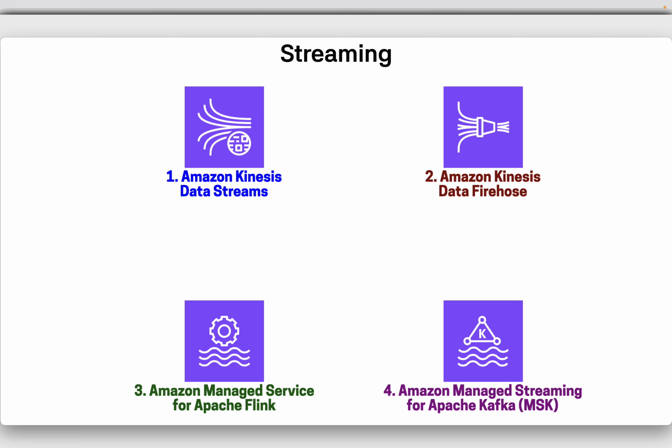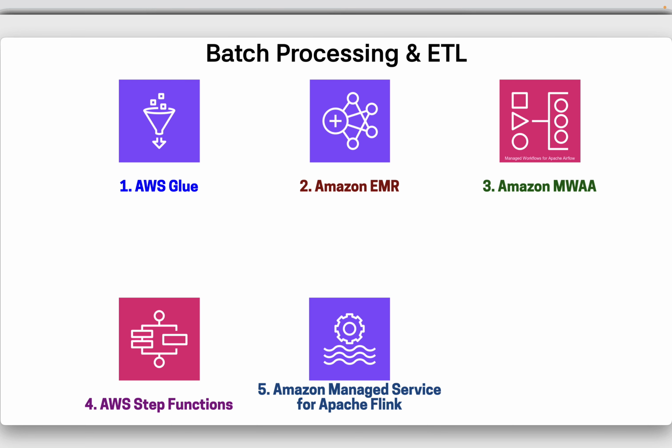So streaming, there are 4 services. They are Kinesis Data Streams, Amazon Kinesis Data Firehose, Amazon Managed Service for Apache Flink, and Amazon Managed Streaming for Apache Kafka. Streaming is the data which is non-stop. There is no bound. It's being continuously produced and there is no limit. There is no end or start date. It's being produced non-stop.